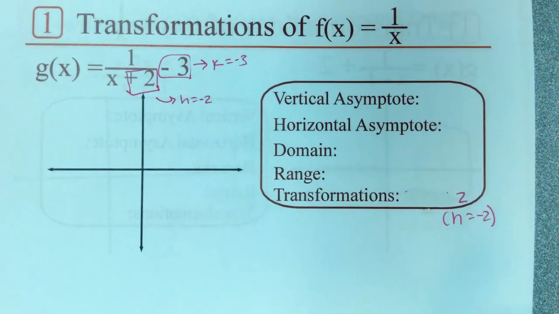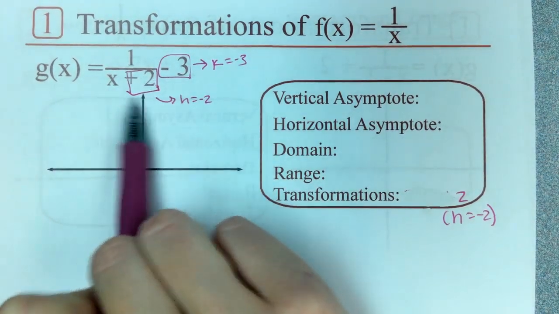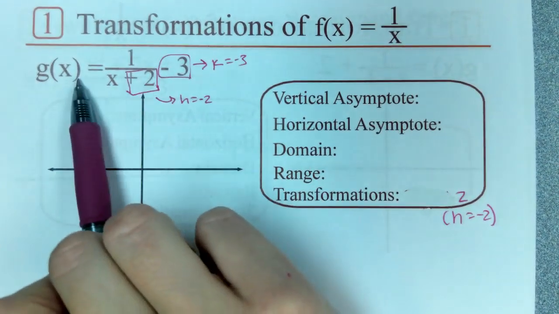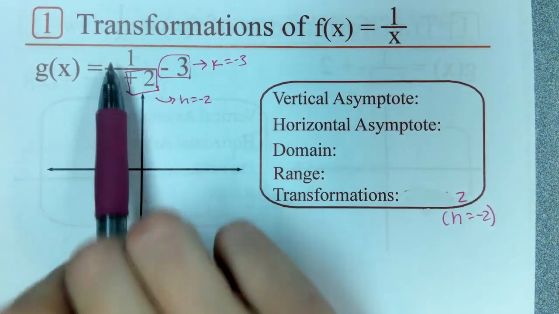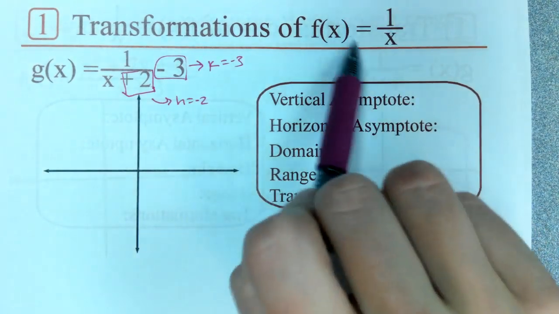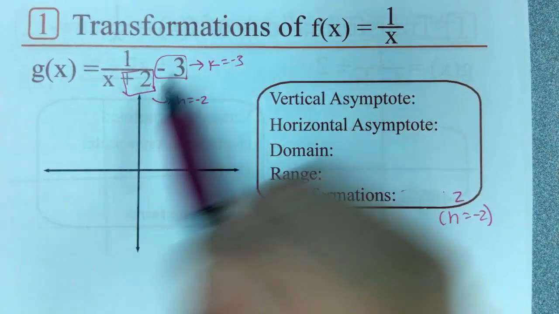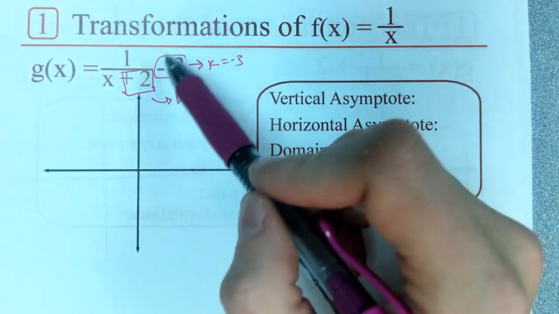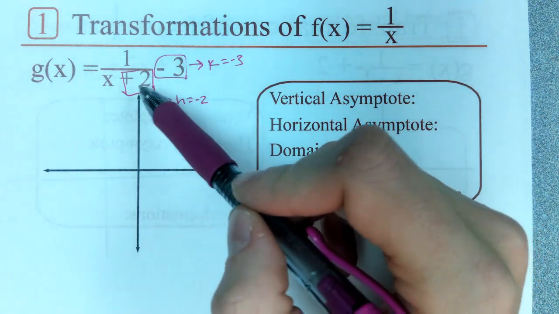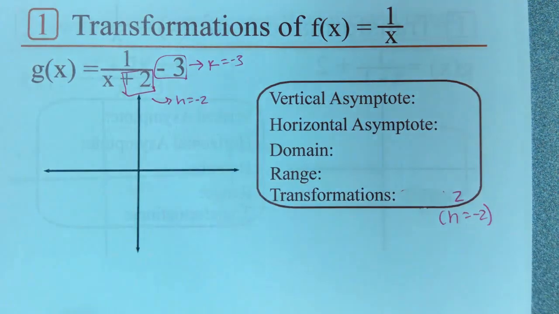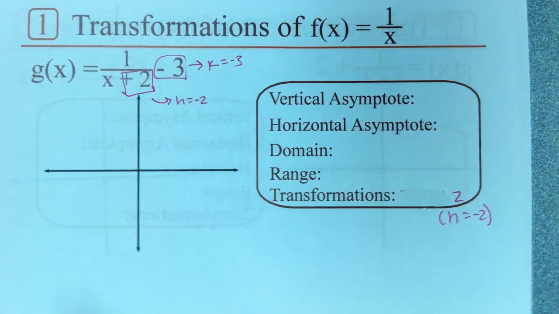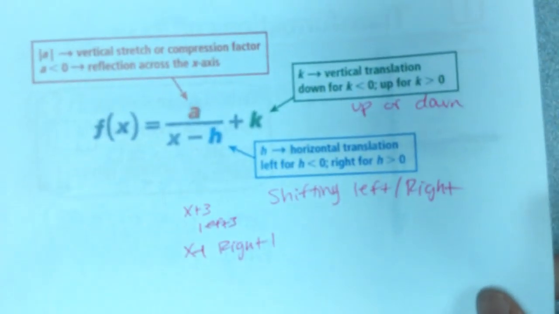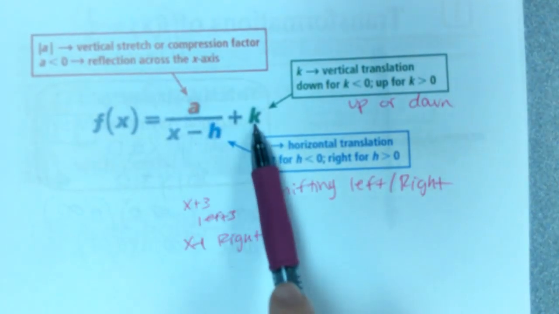Okay, so let's do our first example here. Make sure you write all of this down. We're going to talk about how this rational function transformed from the parent rational function. So what I've already done here is marked our k and our h. Notice that h changes signs here so that I picked the correct direction. So I'm just referring to this h and k.